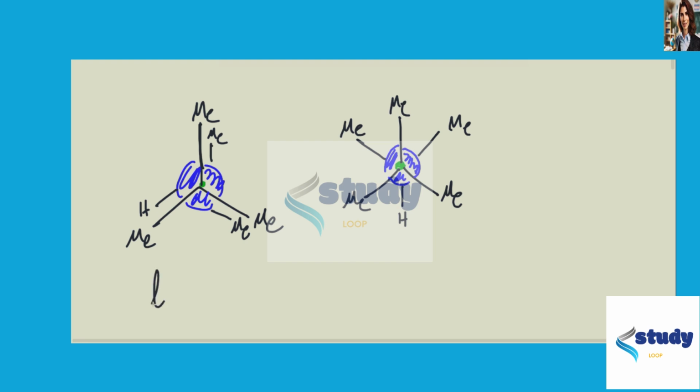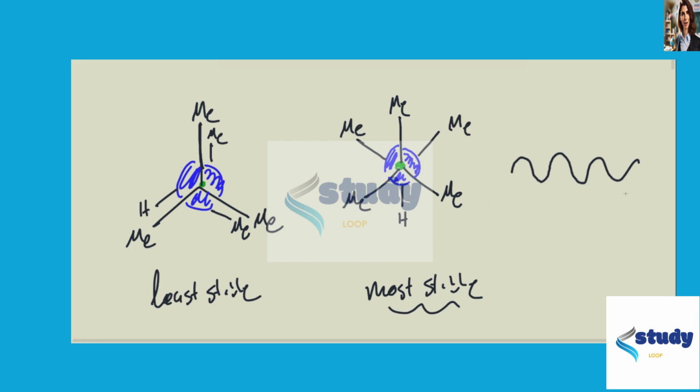Okay, so this is the least stable, and this is the most stable. And in fact, all of the stable configurations are equivalent, and all of the unstable configurations are also equivalent. Like if we plotted them, it would just look like this.